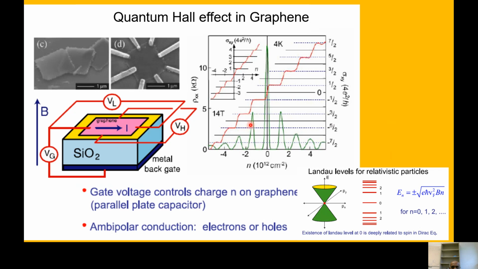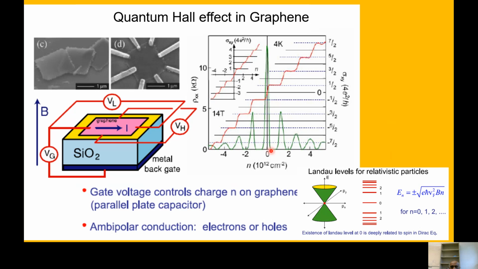When they measure, instead of varying the magnetic field, they apply a constant magnetic field like 14 tesla. Then they change the charge density n by changing the gate voltage. By applying voltage to the gate, you can provide more carriers to the graphene.